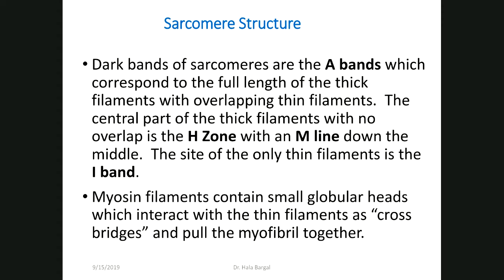Dark bands of the sarcomeres are the A bands, which correspond to the full length of the thick filaments, which overlap the thin filaments. The thin central part of the thick filaments with no overlap is the H zone, with an M line down the middle. The site of only thin filaments is the I band. Myosin filaments contain small globular heads which interact with the thin filament as cross bridges.